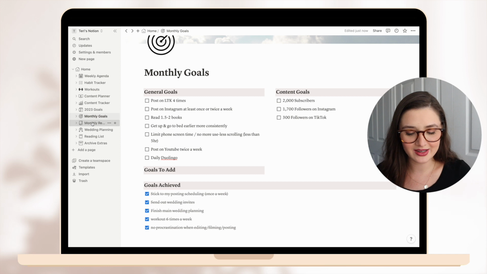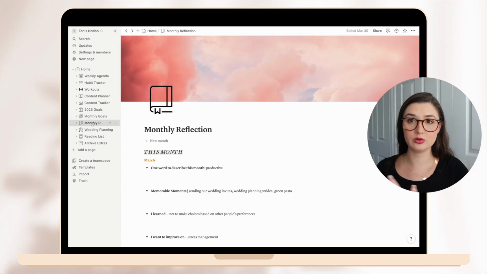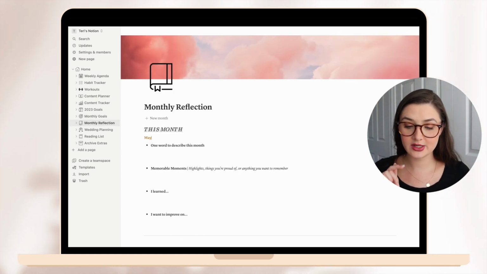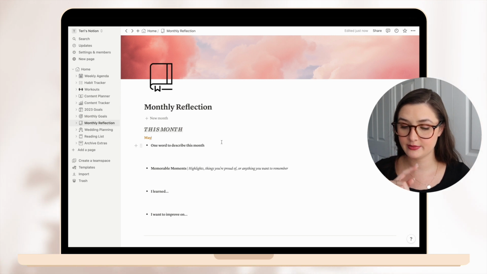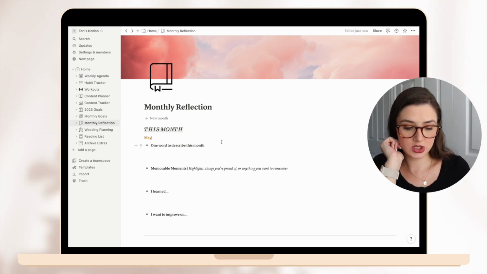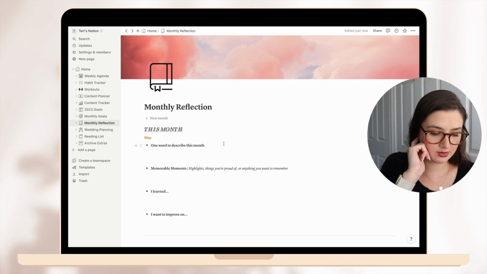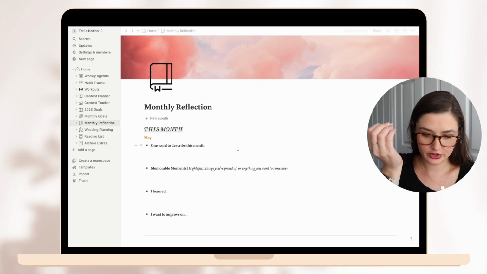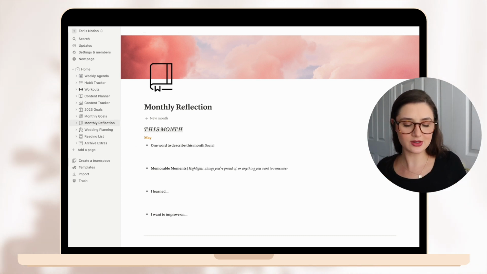All right, moving on to monthly reflection. I just need to reset this page. One word to describe this month. That's a great question. What did I do this month? What did I accomplish this month? Okay, I'm gonna say social. While I could be more social, always, I've tried my best to see as many friends as possible. I could do more, for sure.